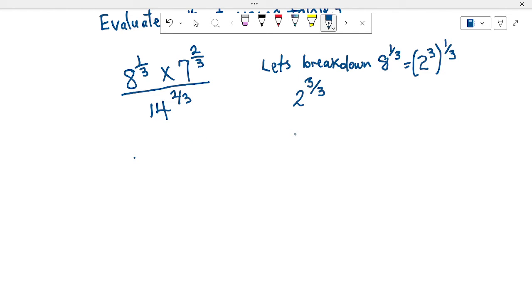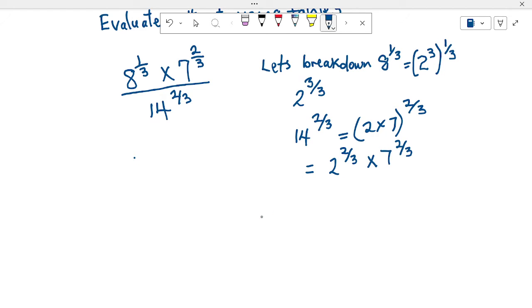So also we can break down 14. We can break down 14 raised to power 2 all over 3 to 2 times 7 raised to power 2 all over 3. This becomes 2 raised to power 2 all over 3 times 7 raised to power 2 all over 3. So that's what that becomes.